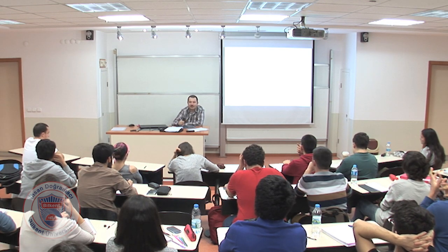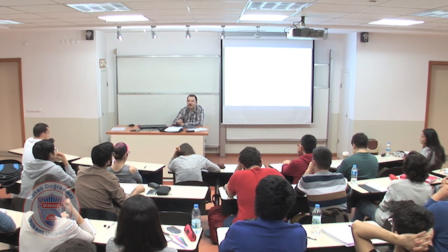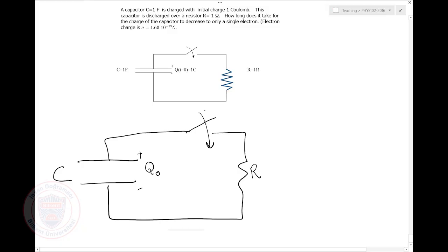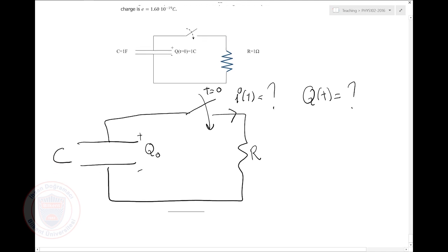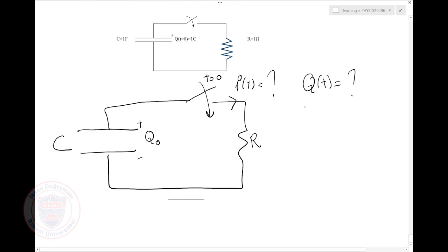But we don't want just the final state. We actually wonder, after I close this switch at time t equals 0, we would like to find out what's the current on the resistor. All right? So what's I of t? What is the charge on the capacitor as a function of time? And I also would like to find out the total power dissipated on the resistor.